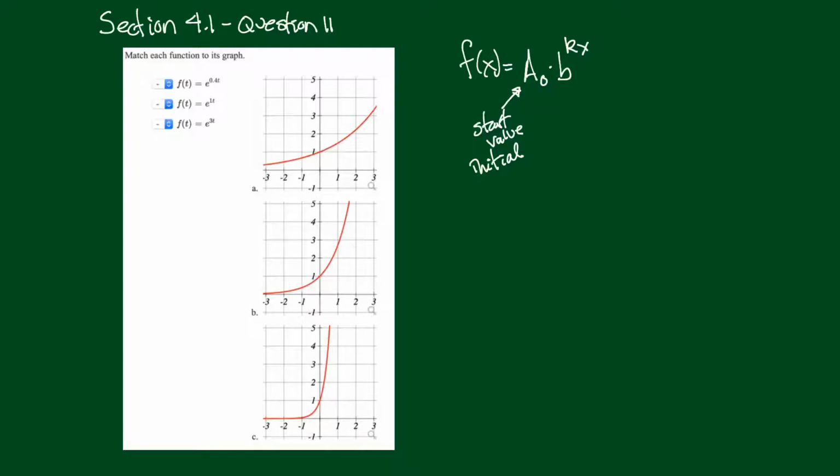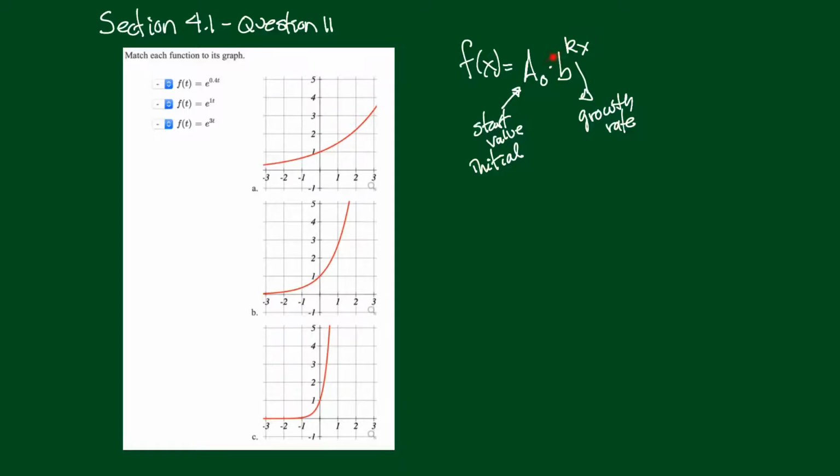Then, this coefficient right here, that's the growth rate. Now, it's positive in this case, so we got a growth. That's what we can see over here. All these are growth, right? We got a 0.4, a 1, and a 3. All those numbers are positive, so we have these growth functions. Now, the bigger number, the faster it grows. The smaller number, the slower it grows.